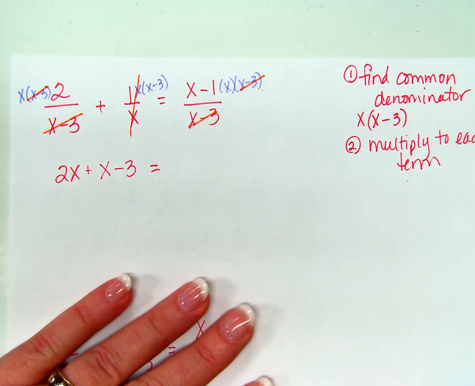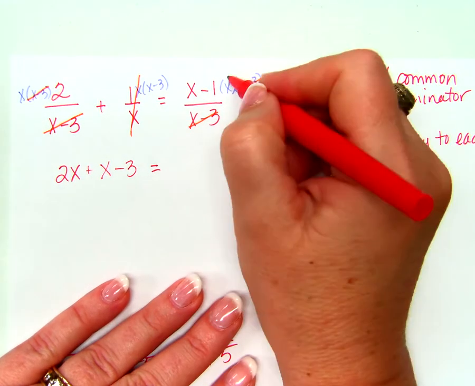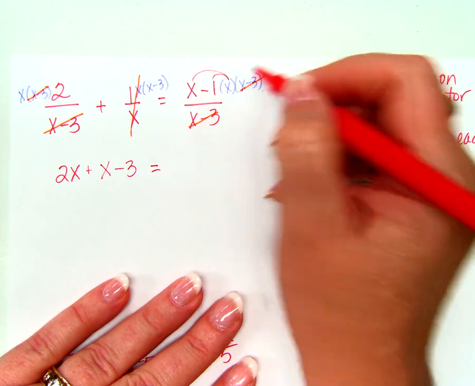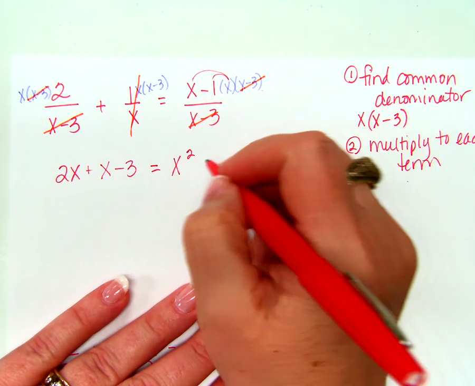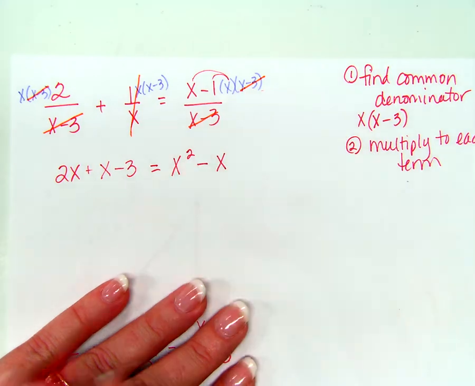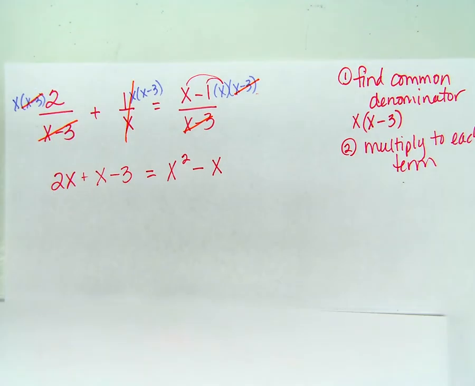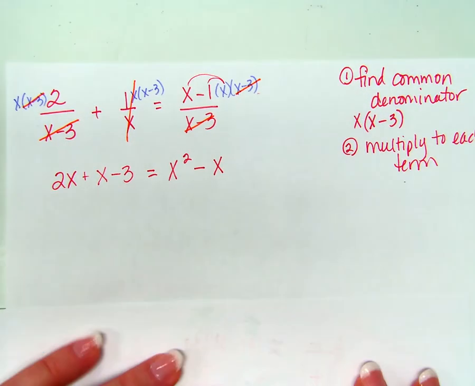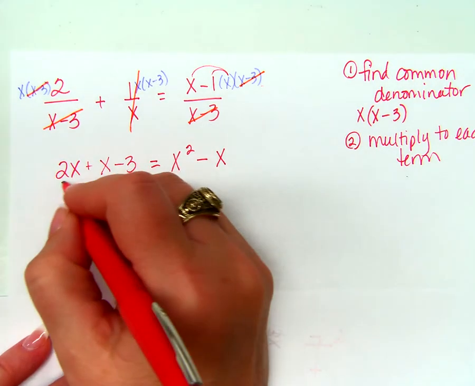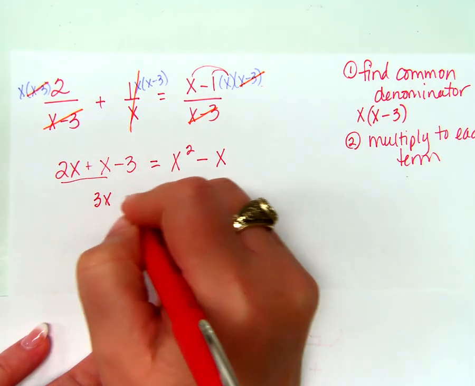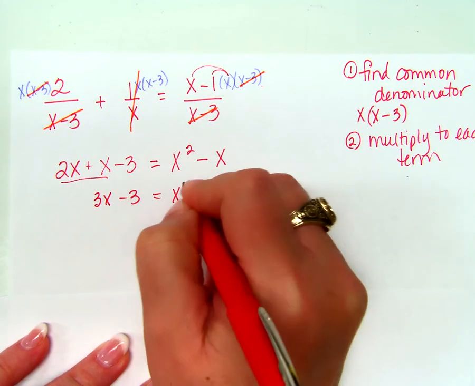And what's left? If I distribute that, x squared, thank you, x squared minus x. Right? Okay. Now what? Combine your like terms, right? So here I've got 3x minus 3 equals x squared minus x.